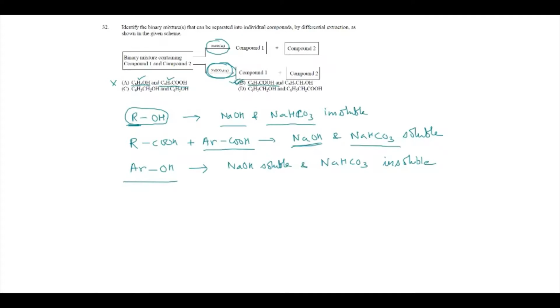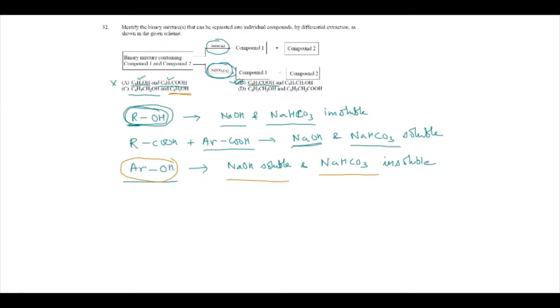We have an aliphatic alcohol, so ROH, which is insoluble in both sodium hydroxide as well as sodium bicarbonate, and we have an aromatic hydroxide like this, which is soluble in sodium hydroxide but insoluble in sodium bicarbonate.